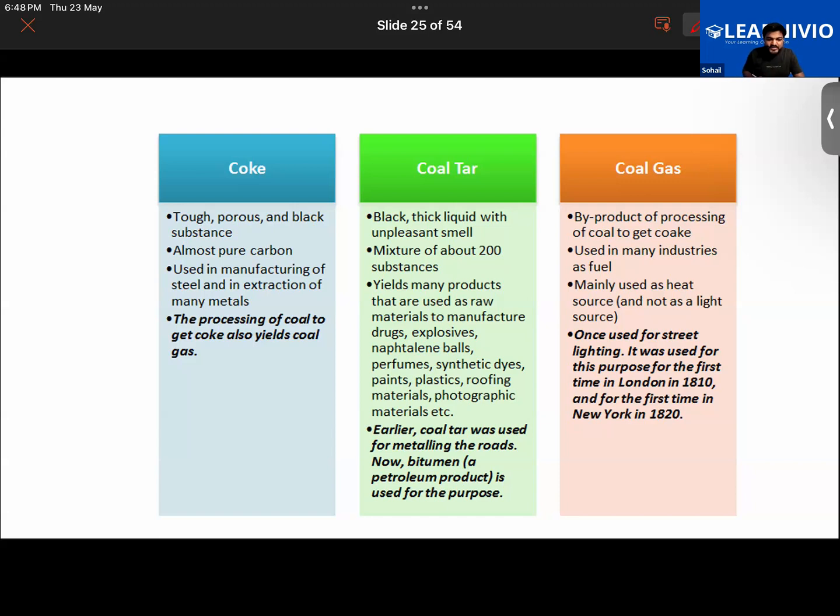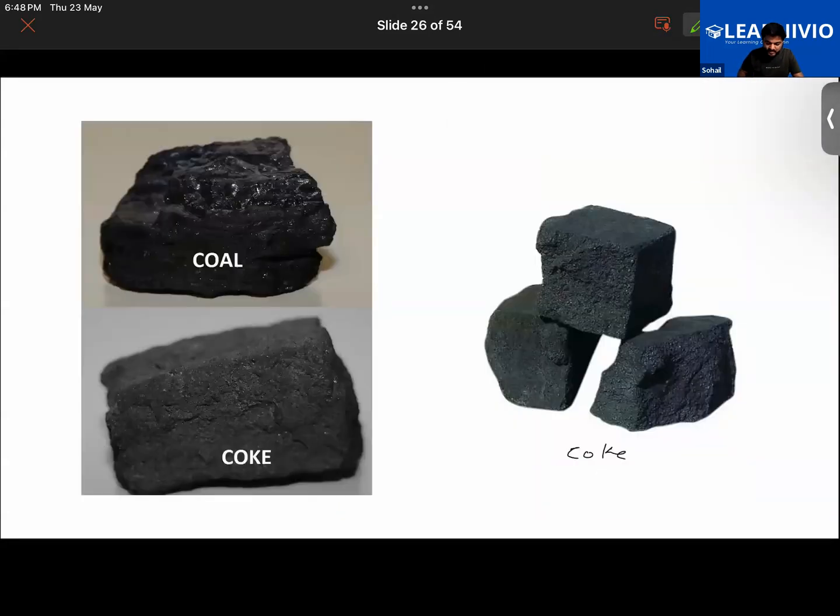Yes, sir. The processing of coal to get coke also yields coal gas. That's another fact. So that is the thing about coke, and this is how it looks. This is another thing, by the way.